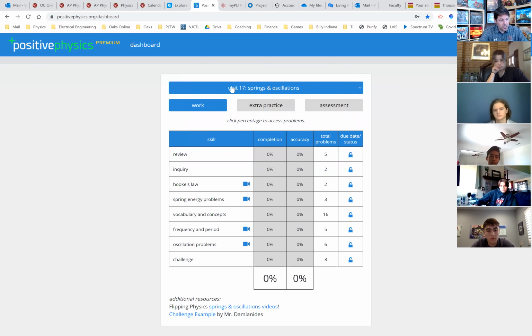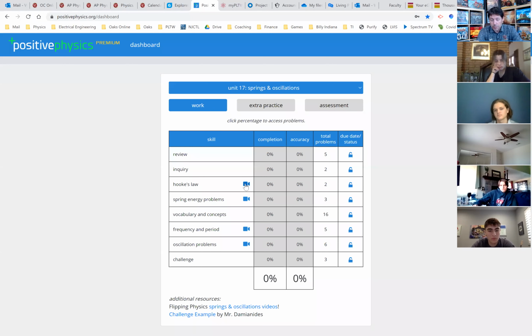And it should take you to Unit 17 directly. Now, I do want to make sure you understand you are only doing the work section, not the assessment, and you are only doing the Hooke's Law skill. Okay, so you're not doing review, inquiry, all these other things. We haven't learned a lot of those other things yet. So you're just doing this Hooke's Law skill.